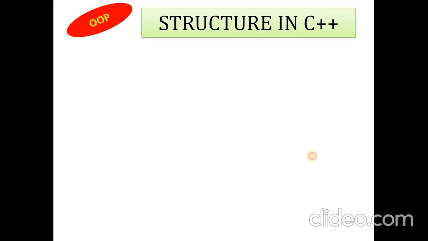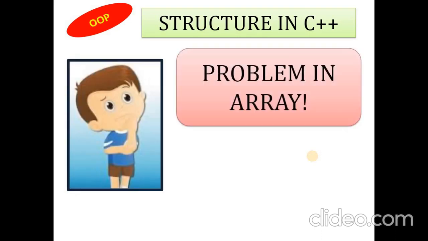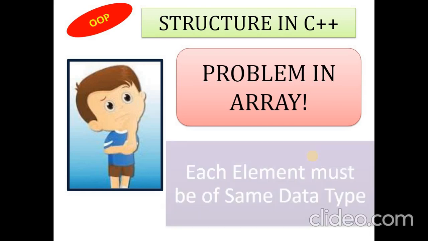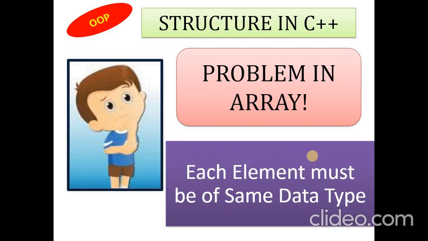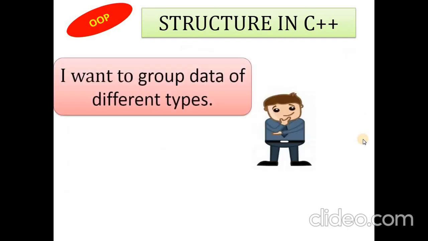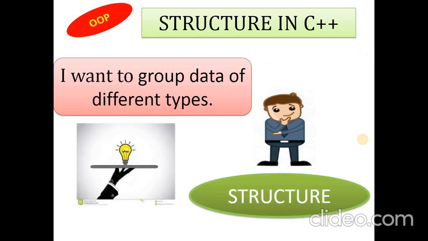Now, before going for structure, all of you are well aware of the concept of array. So, what exactly is the problem in an array? Each element of the array must be of the same data type, meaning an array can store only elements of the same data type. When I am taking integer a of 10, it means that I am storing 10 elements, all of integer data type. But suppose I want to group data of different types, not of the same data type, then what can be a solution? C++ has provided a solution to this, that is structure.